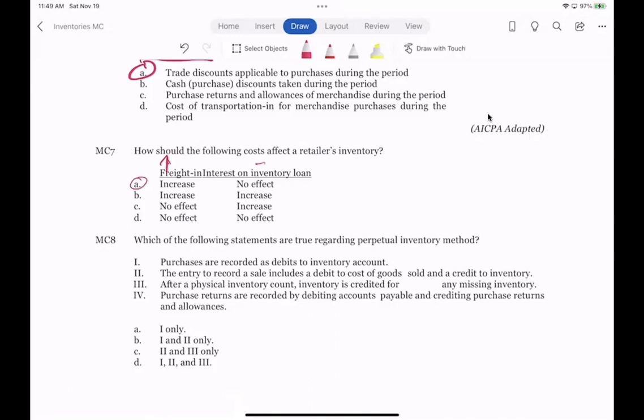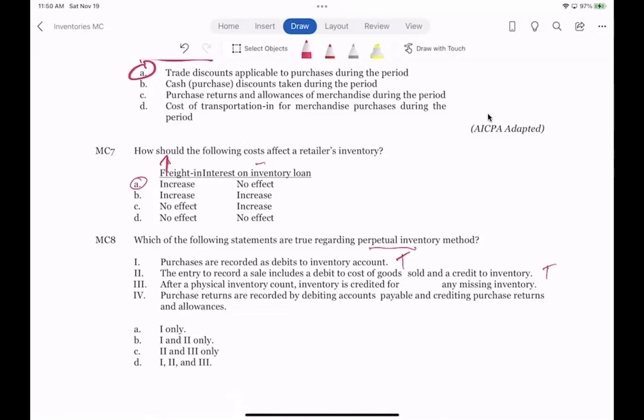Number 8, which of the following statements are true regarding the perpetual inventory method? 1, purchases are recorded as debits to inventory account. That's correct, so that is perpetual. Your entry there is to debit inventory and credit accounts payable. 2, the entry to record the sale includes a debit to cost of goods sold and a credit to inventory. So at the time of sale, there are two entries, one to record sale and another to record cost of goods sold because selling involves an outflow of goods.